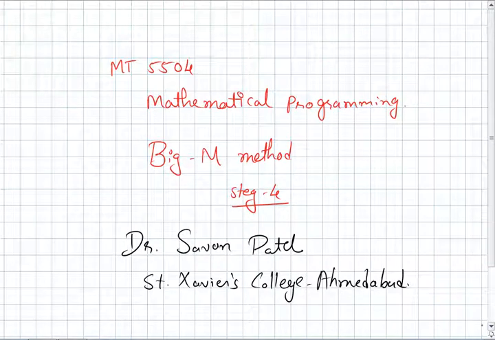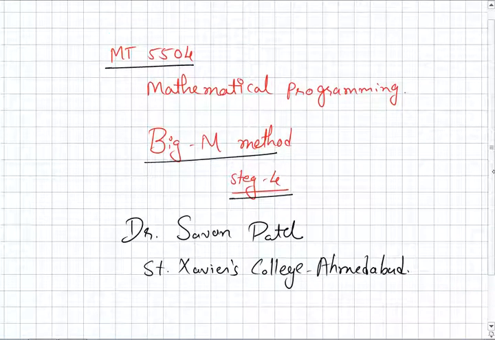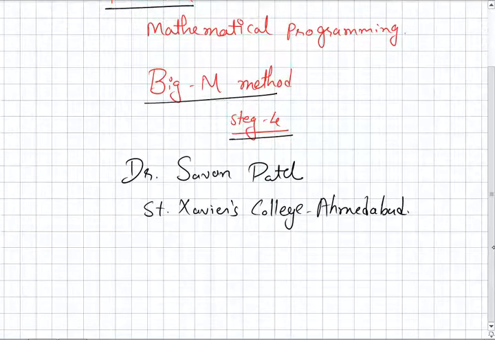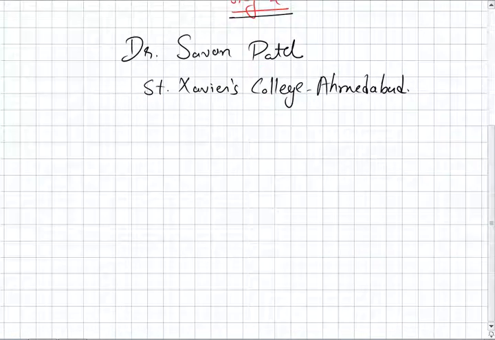So today in MT5504, mathematical programming, we are at the Big M method at stage 4. We will see today a problem which does not have a feasible solution. First of all we will solve it by the Big M method, and then we will see by the graphical method that it actually has no feasible solution.